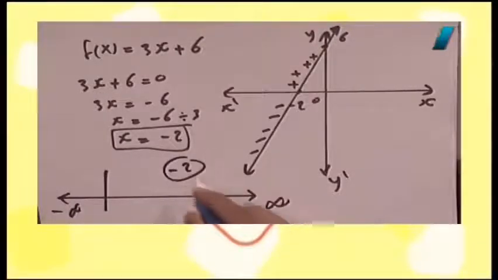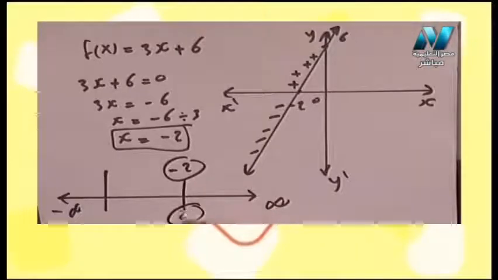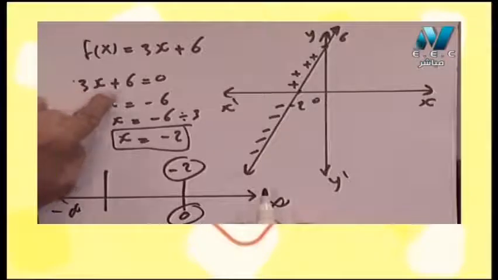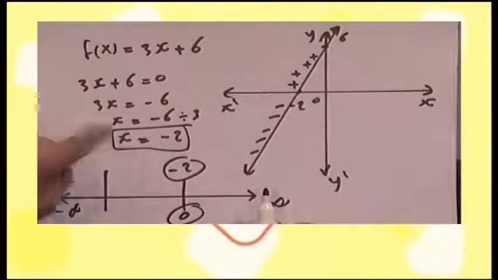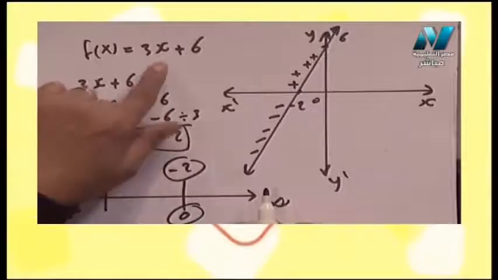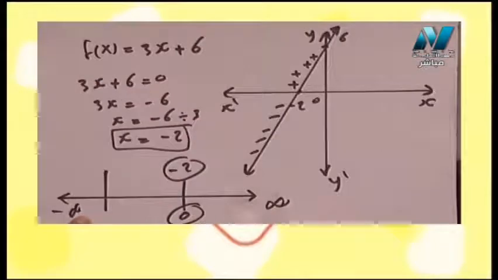At negative 2, the function will be 0, of course, because at first we calculated 3x plus 6 equals 0. This is the function equals 0. So when we put x equal negative 2 here, 3 times negative 2 equals negative 6, plus 6 equals 0. So when x equals negative 2, f of x will be 0.